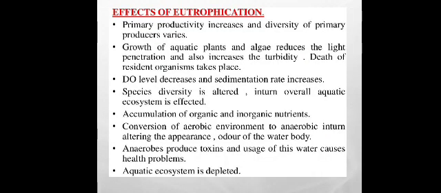Effects of eutrophication. Primarily, productivity increases and the diversity of primary producers varies. Then growth of aquatic plants and algae reduces the light penetration and also increases the turbidity. Death of resident organisms takes place. Dissolved oxygen level decreases and sedimentation rate increases. Species diversity is altered, in turn the overall aquatic ecosystem is affected.